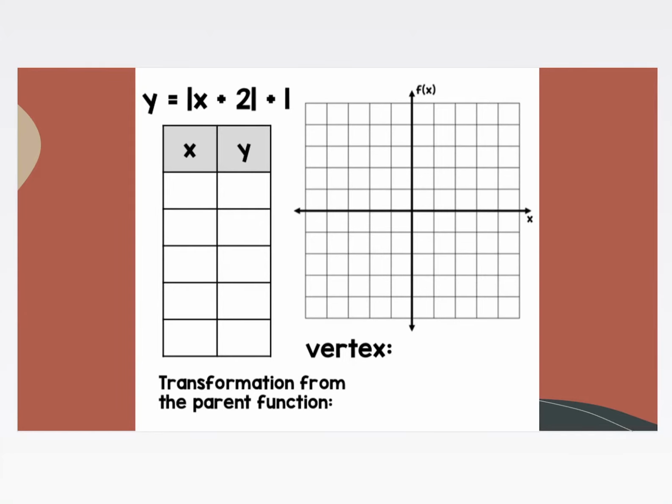Last problem, we have y equals the absolute value of x plus 2, plus 1. So here we can easily see our vertex. Our vertex is at (-2, 1). Remember, this is subtracting a -2, which is why it becomes positive there. So that is our vertex. We can plot our parent function. You know the drill by this point.